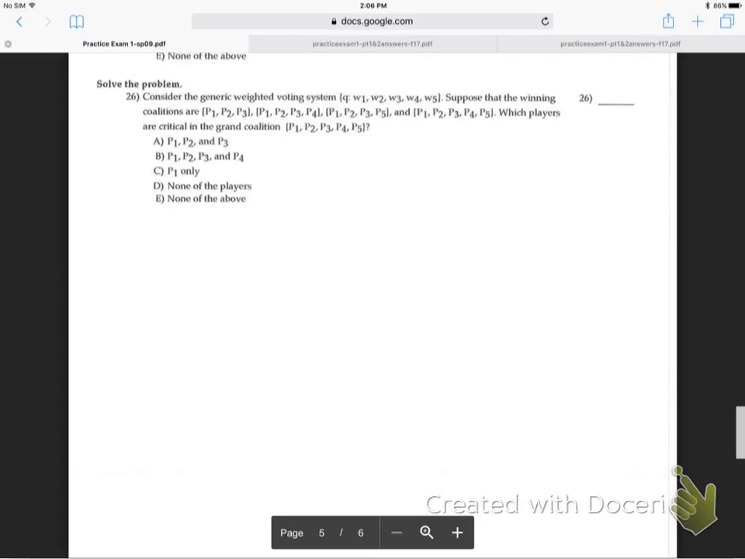Are we getting close? How many of these are there? 32, okay. Consider the generic weighted voting system. Suppose that the winning coalitions are, blah, blah, blah. Which players are critical in the grand coalition? So, in the coalition P1, P2, P3, P4, P5, who's critical?